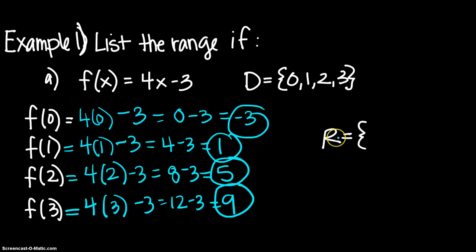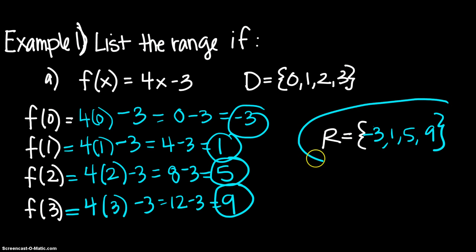I already have the R pre-written over here, and it's a solution set. So I'd put my braces, and I'm going to put it in order. And actually, they already are in order. Negative 3, comma 1, comma 5, comma 9. That is my range right there. So right there is my answer.